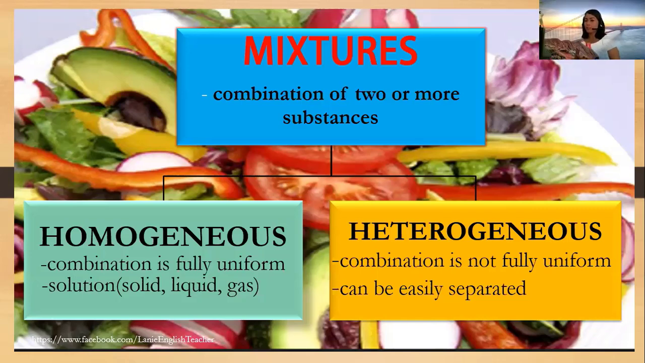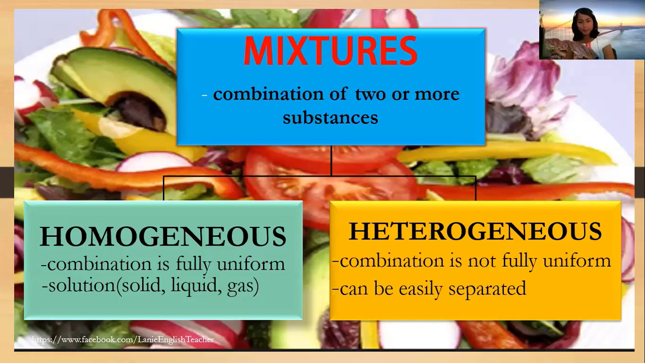An example of a homogeneous mixture is a solution, and a solution can be solid phase, liquid phase, or gas phase. Now, what about heterogeneous mixture? If the combination is not fully uniform, what I mean is the combination is not evenly distributed and it can be easily separated. You can even pick them up and separate them into each kind, and you can see many different parts, and that is heterogeneous mixtures. Am I understood?